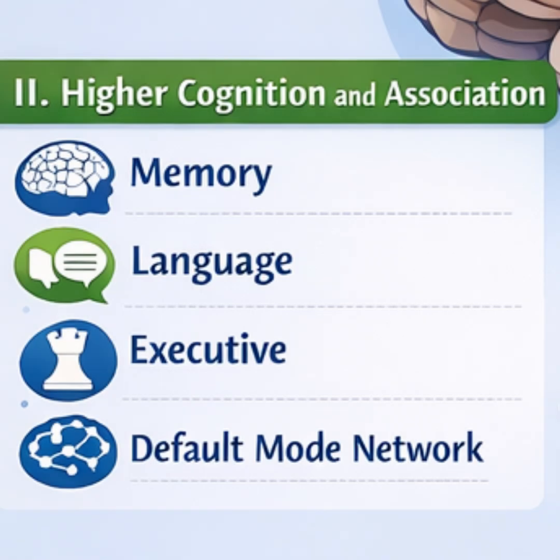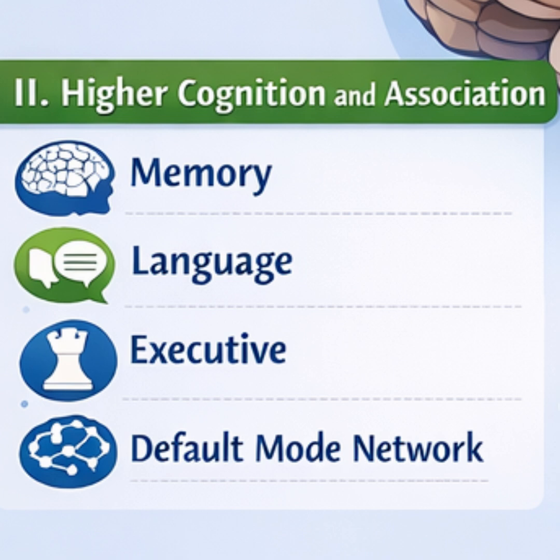Second, higher cognition and association. Memory is not one thing. The hippocampus encodes episodic memory. The medial temporal lobe consolidates it. The prefrontal cortex retrieves and organizes it. Working memory depends heavily on dorsolateral prefrontal networks. When these systems fail, you see amnesia, confabulation, or disorganized thought.